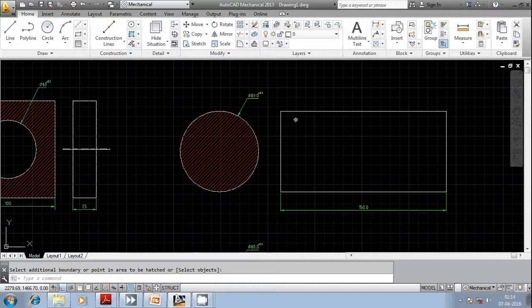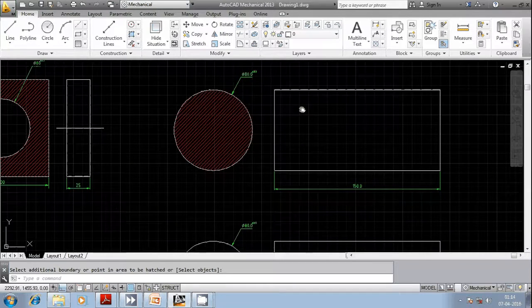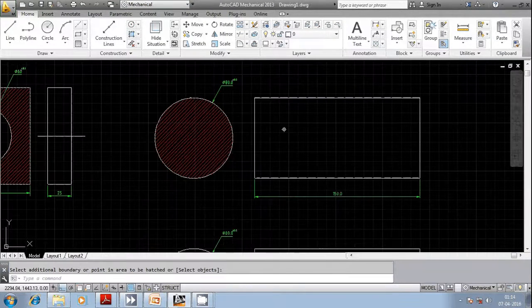In order to explain GD&T maximum material condition, that is MMC, I have taken two different examples. One is an external feature, the other one is an internal feature. Now we will concentrate on the first example.